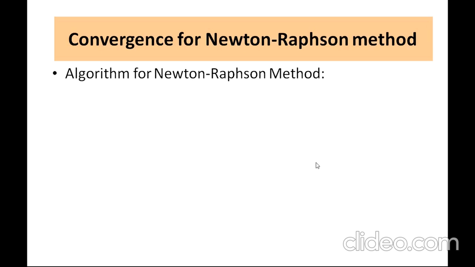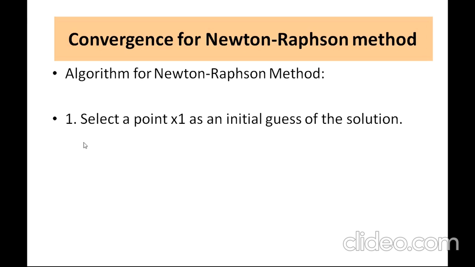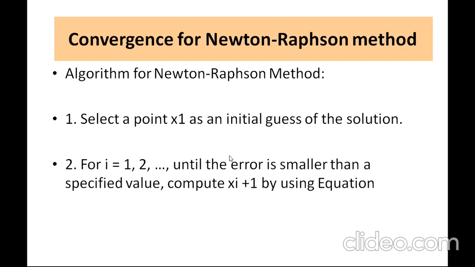The algorithm for the Newton-Raphson method is: first, select a point x1 as an initial guess for the solution. Then for i is equal to 1, 2, and so on, until the error is smaller than a specified value, compute xi plus 1 using the Newton-Raphson equation.